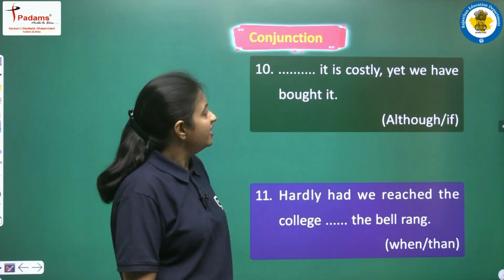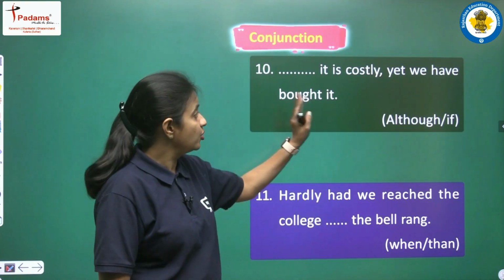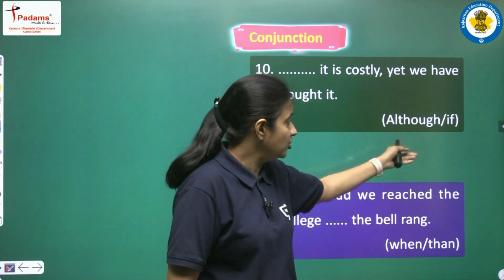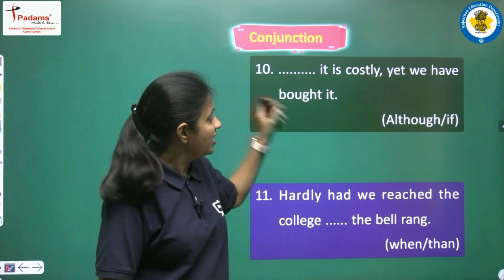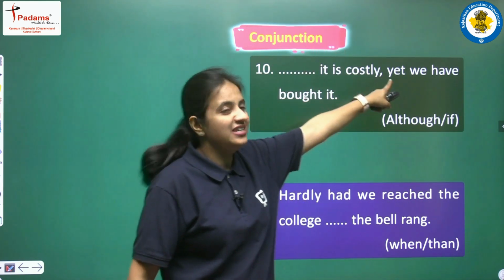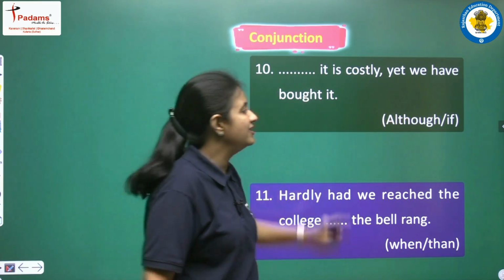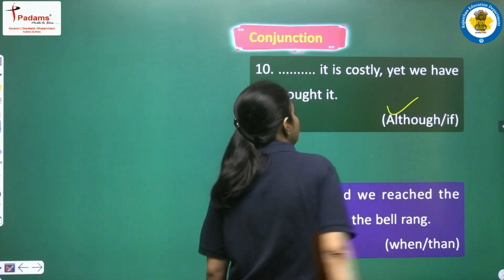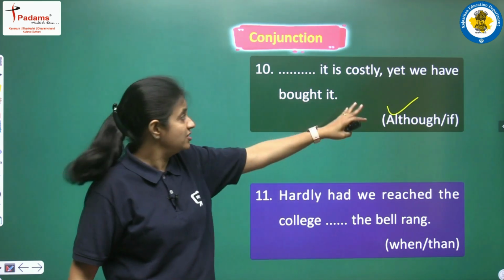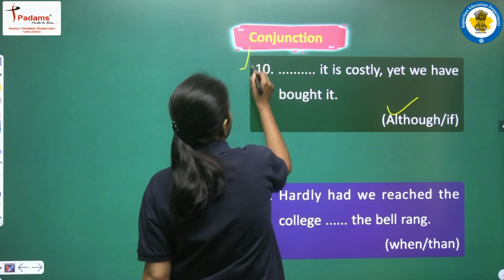Alright. Next sentence: it is costly, yet we have bought it. The given options are although and if. So yes, we have already discussed this structure, that we have yet in the sentence, and for that it is very obvious that from the given options our answer will be although. We are choosing although, and in this blank we will write although.